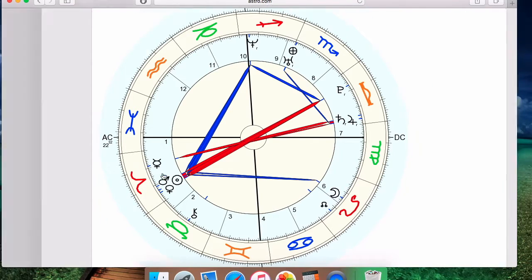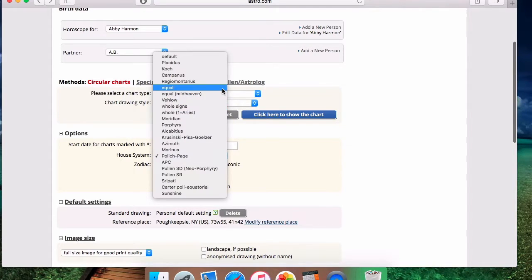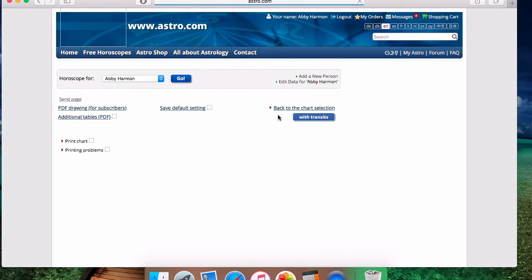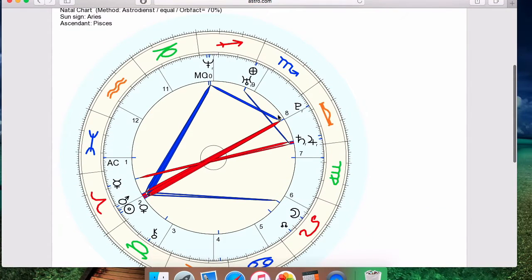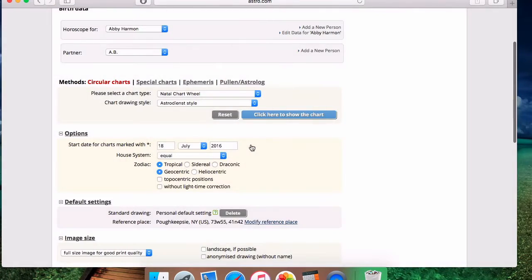Now I'm just going to go back real quick and show you that if we chose equal house system, I would not have an interception, because the first house it would be in Pisces, the second house 30 degrees later in Aries, third house 30 degrees later in Taurus, etc. So you can't have interceptions in this specific house system.